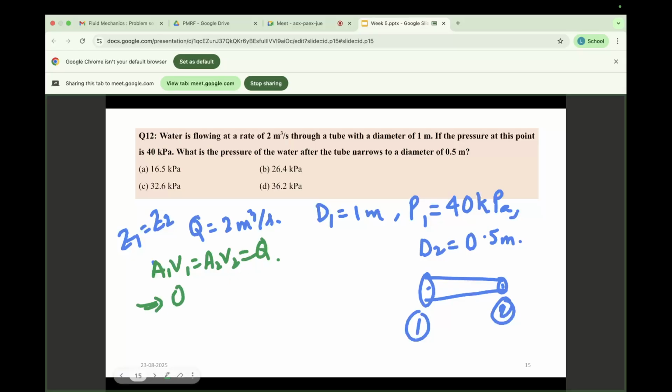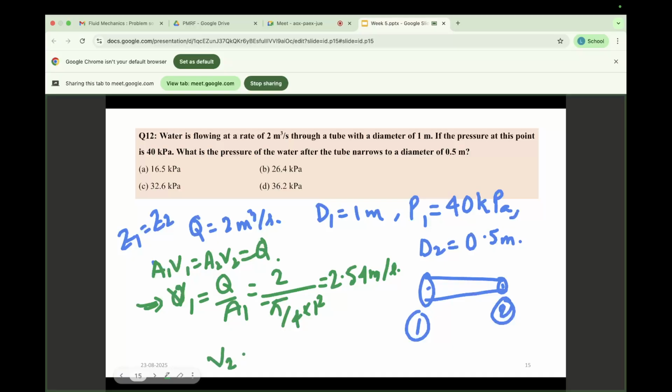So accordingly I can find V1 equal to Q by A1. Here Q is 2, A1 is pi by 4 into 1 square, which gives 2.54 meter per second, right? Similarly, V2 you need to calculate, which is Q by A2. In a similar fashion you can calculate this value, which is 10.18 meter per second. So we got the values of V1 and V2.